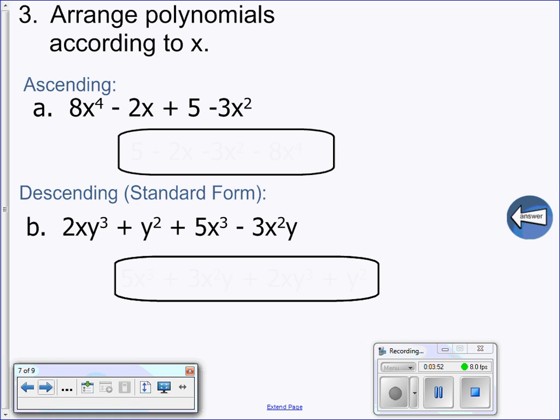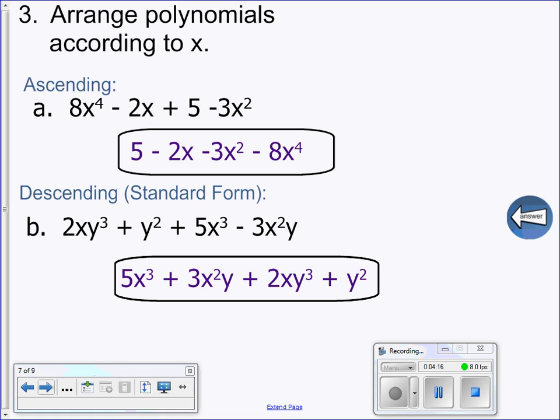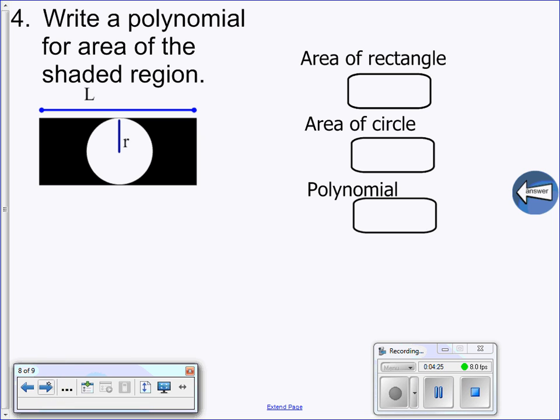So arrange them in order according to x. So ascending means from small to big. So the 5 has x to the 0 power, and then we have a minus 2x to the first power, minus 3x to the second power, minus 8x to the 4th power. The next one is in descending order, so it starts with x to the 3rd, and then x to the 2nd, and then x to the 1st, and then with no x, so x to the 0.